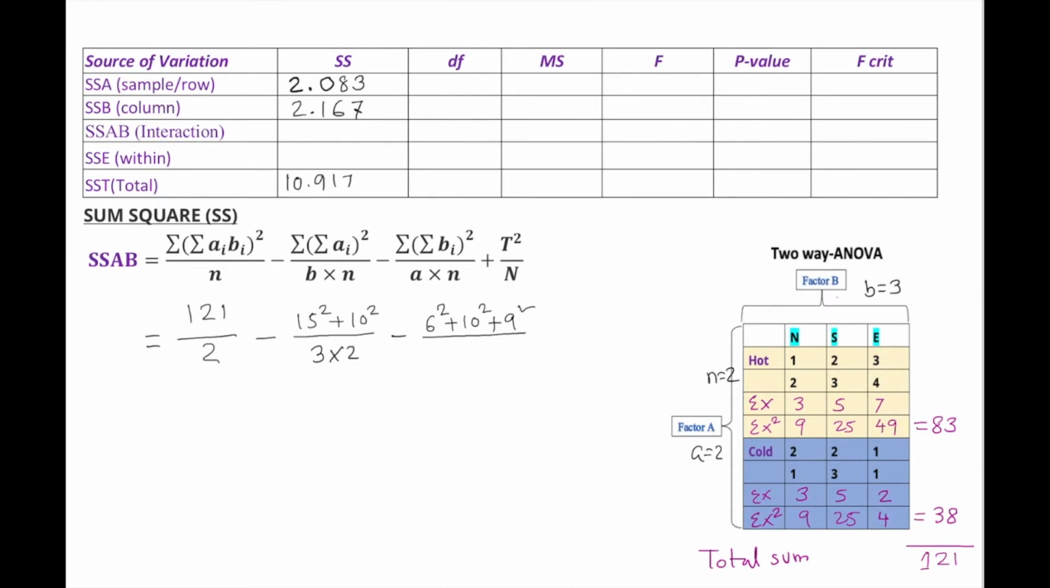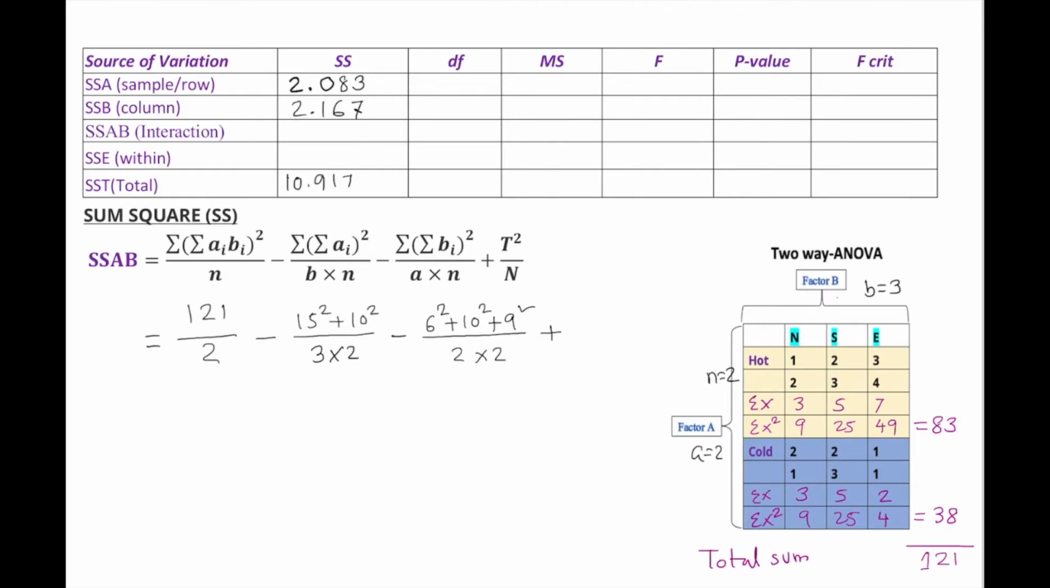over a times n. So a in this case is 2, and n is also 2. Again, n is going to be 3 if there are 3 rows. n is going to be 4 if there are 4 rows. So for ANOVA we must have the same number of rows. So in this case, up here 2 times 2. So that would be 2 by 2.